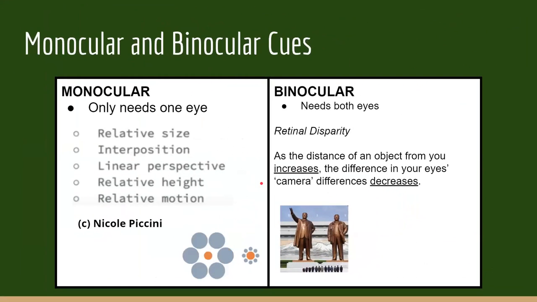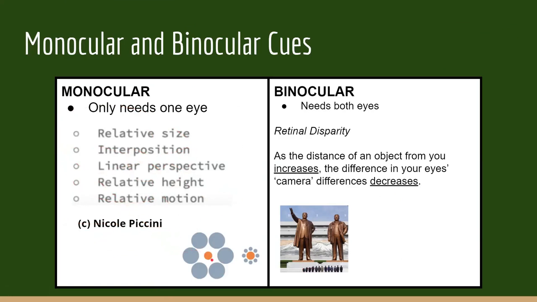All right, monocular and binocular cues. Mono means 1, bi means 2. So these tell how many eyes you need to do these things. You only need 1 eye to look at relative size, interposition, linear perspective, relative height, and relative motion. Here's an example, and a credit to Paul Piscini, where I got this bullet list from.